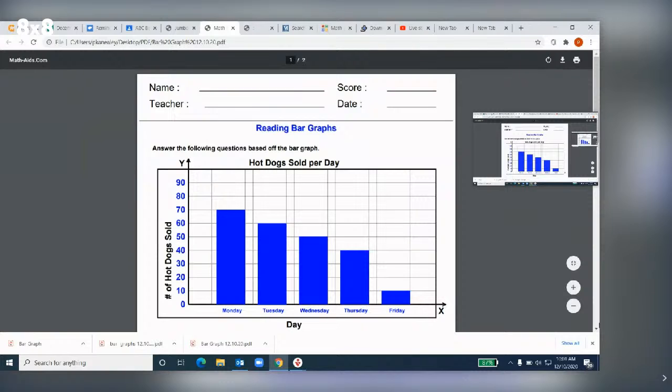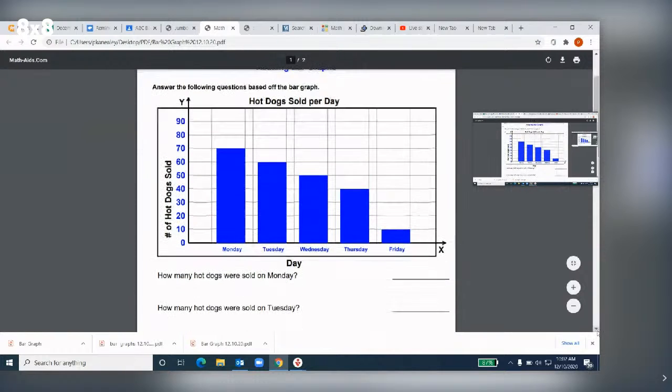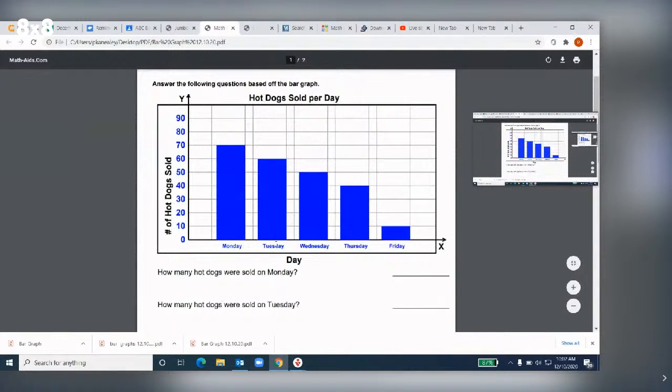So this is pretty straightforward. This is how most bar graphs are going to be. You're usually going to have the numbers going up and down, the vertical on the y, and the days or whatever on the bottom: days, months, things like that, time. First question, how many hot dogs are sold on Monday? The top of the bar is right at 70, so on Monday there were 70 hot dogs sold. Then how many hot dogs are sold on Tuesday? We just go up the bar and it tops out at 60, so on Tuesday there were 60.